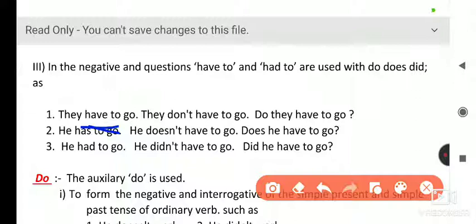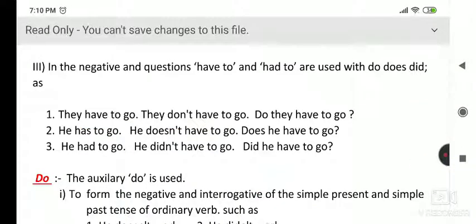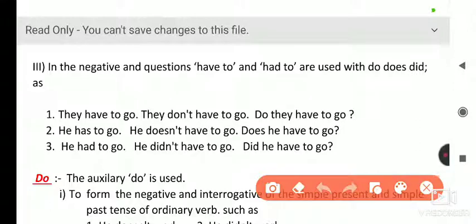While making this sentence negative, we use don't. Don't means do not. They don't have to go. And the third form, while making an interrogative sentence: do they have to go? Have to is used in these three types of sentences.